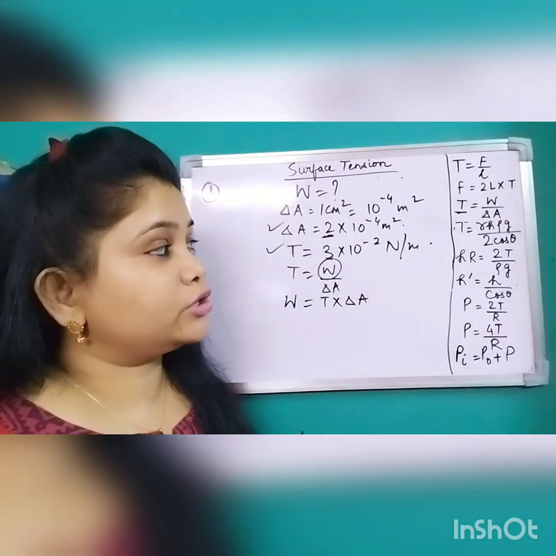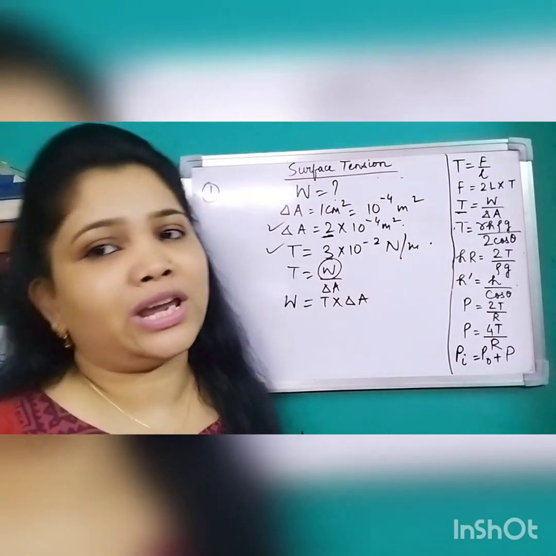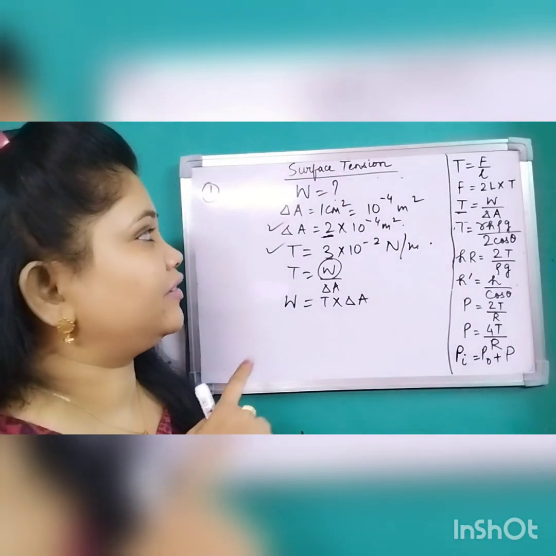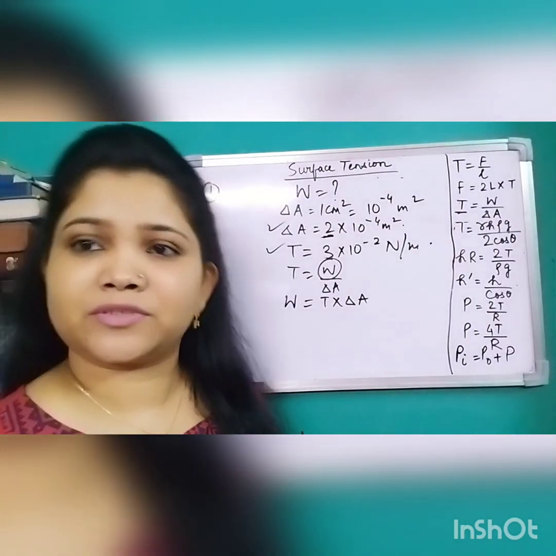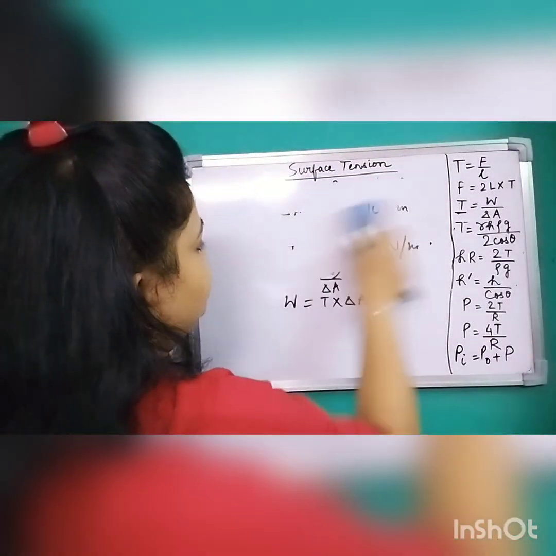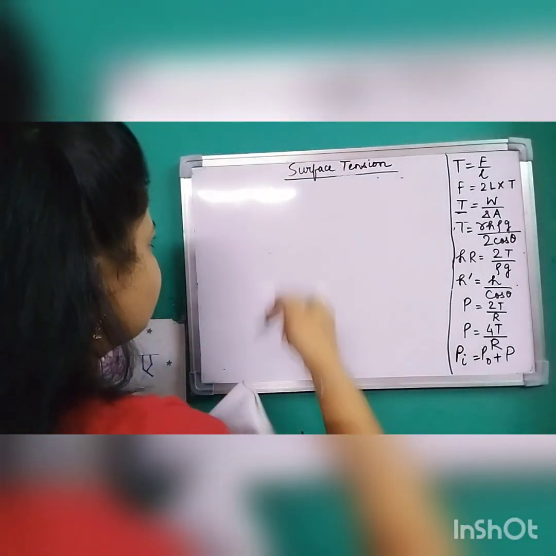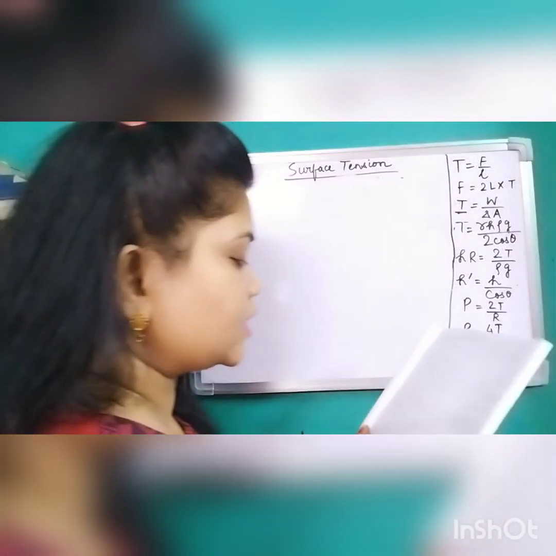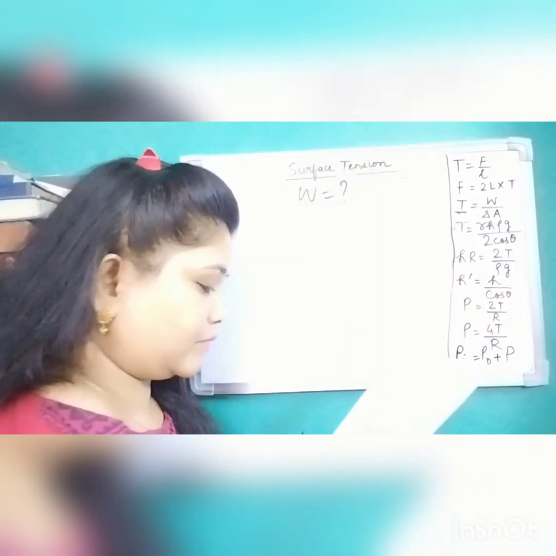Students, please don't forget that a soap bubble always has two areas. So whatever the area delta A is given, you have to multiply it with 2 to get the proper area. Now let's move to the next sum, sum number 2. Let's see what sum number 2 is telling us. It asks how much work. Again here W you have to find out.